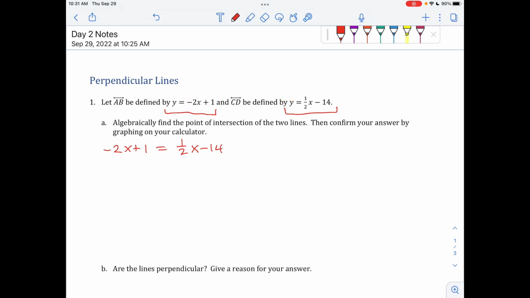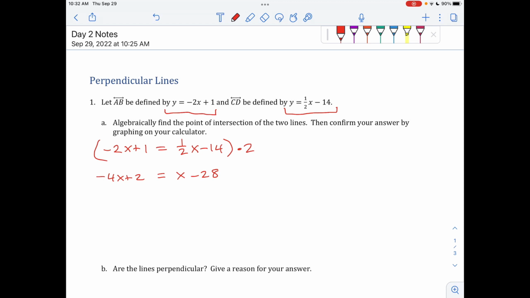Now for me, algebraically, I would prefer to have no fractions while I'm solving this. So I'm going to go ahead and multiply everything in this equation by 2. The reason being is that that's going to get rid of this 1/2, and so I'm going to be able to solve this more easily. But in order to do that, I do have to multiply everything by 2. So this becomes negative 4x plus 2 equals x minus 28.